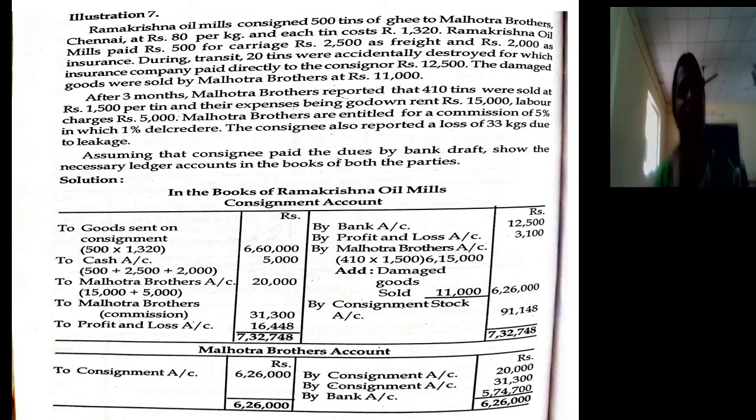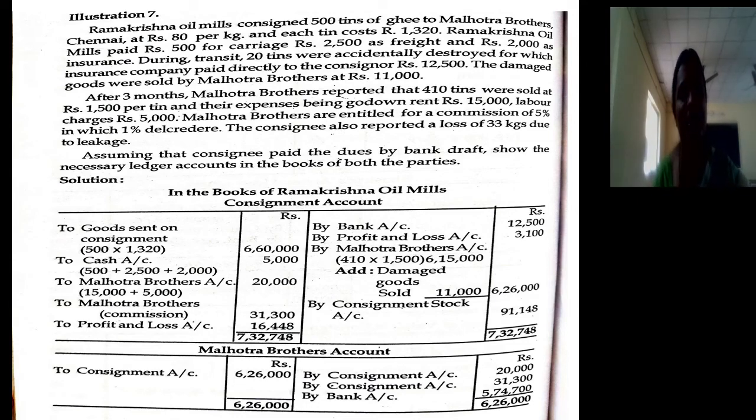See, for the first time in a problem we have abnormal loss: 20 tins accidentally destroyed during transit before reaching the consignee. And there is one more piece of information in the problem. After goods reach the consignee, there is a leakage of oil, so there is a normal loss. Leakage is expected loss. So there is a normal loss of 33 kgs. So this is a very good problem where we have abnormal loss, then recovery of abnormal loss from the insurance company, where we have normal loss. We have closing stock also.